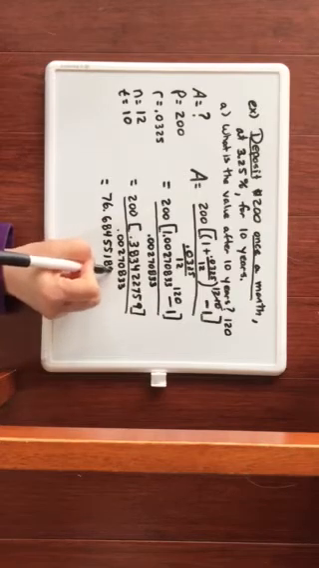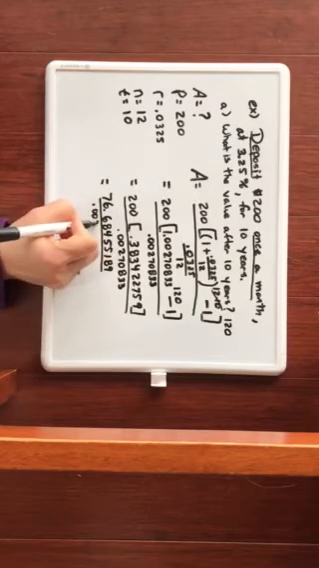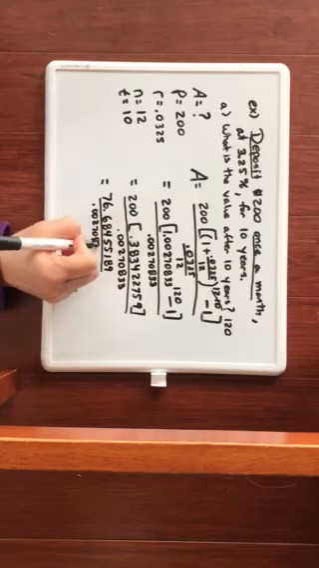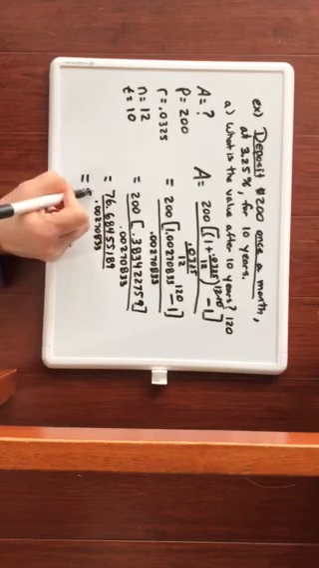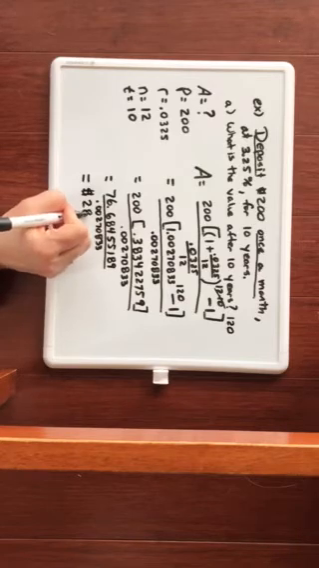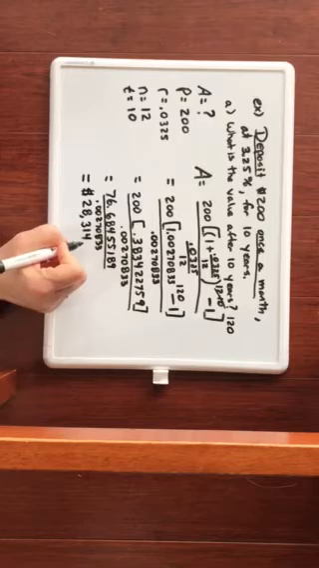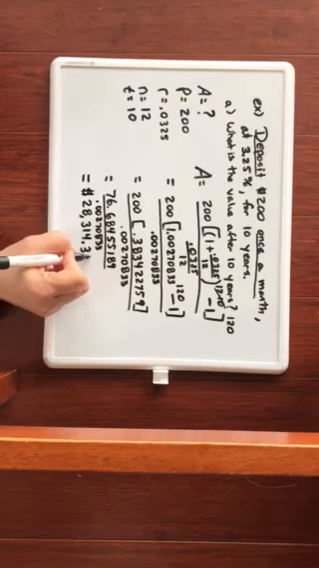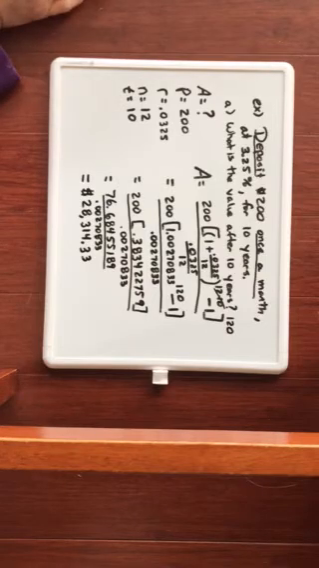76.68455189 all over 0.00270833, and our final amount after 10 years is going to be $28,314 and 33 cents. Okay, I'll let you copy that for a little bit before I erase it.